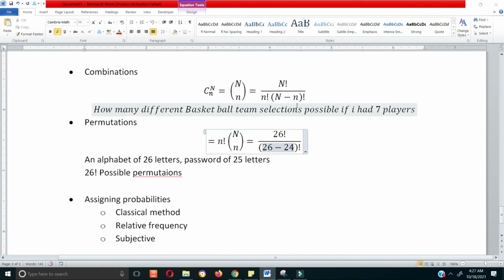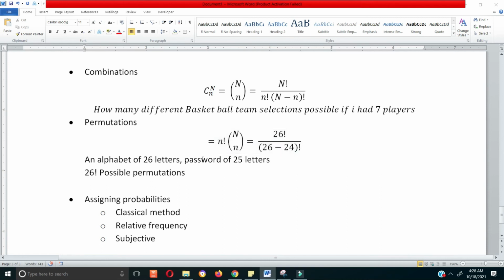But if you have a smaller n, because here we had the 25, but if you have a smaller n like 24, it means you're going to have a bigger denominator. Then you're going to have a smaller number of permutations. This sort of makes sense.